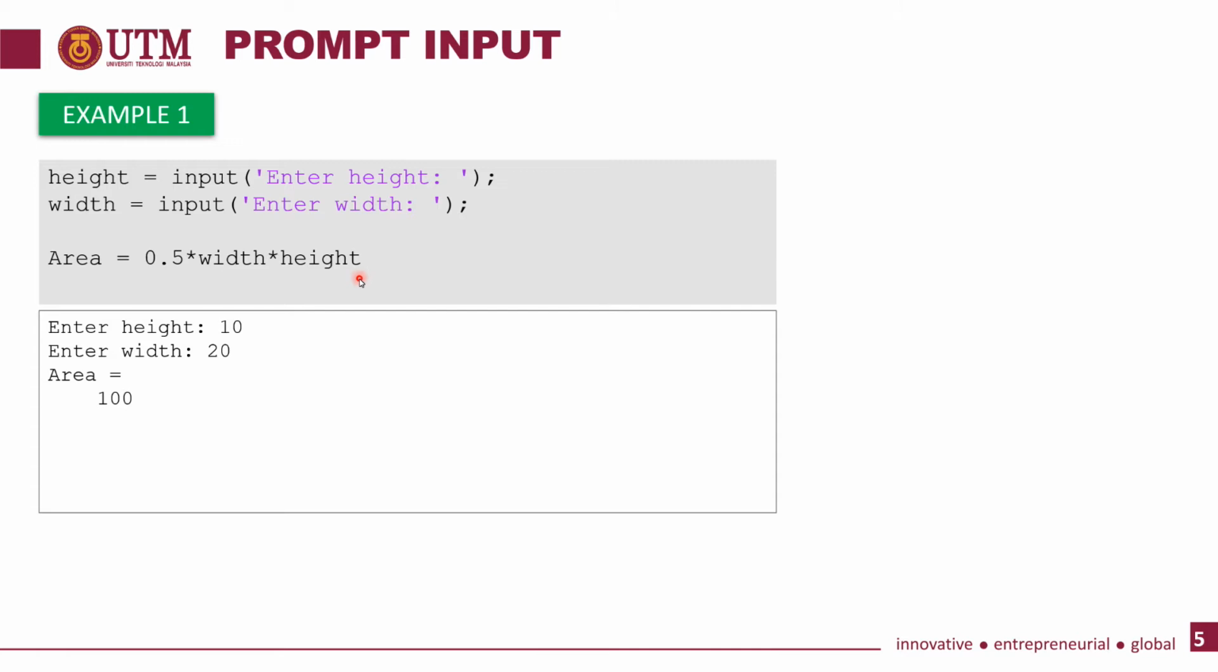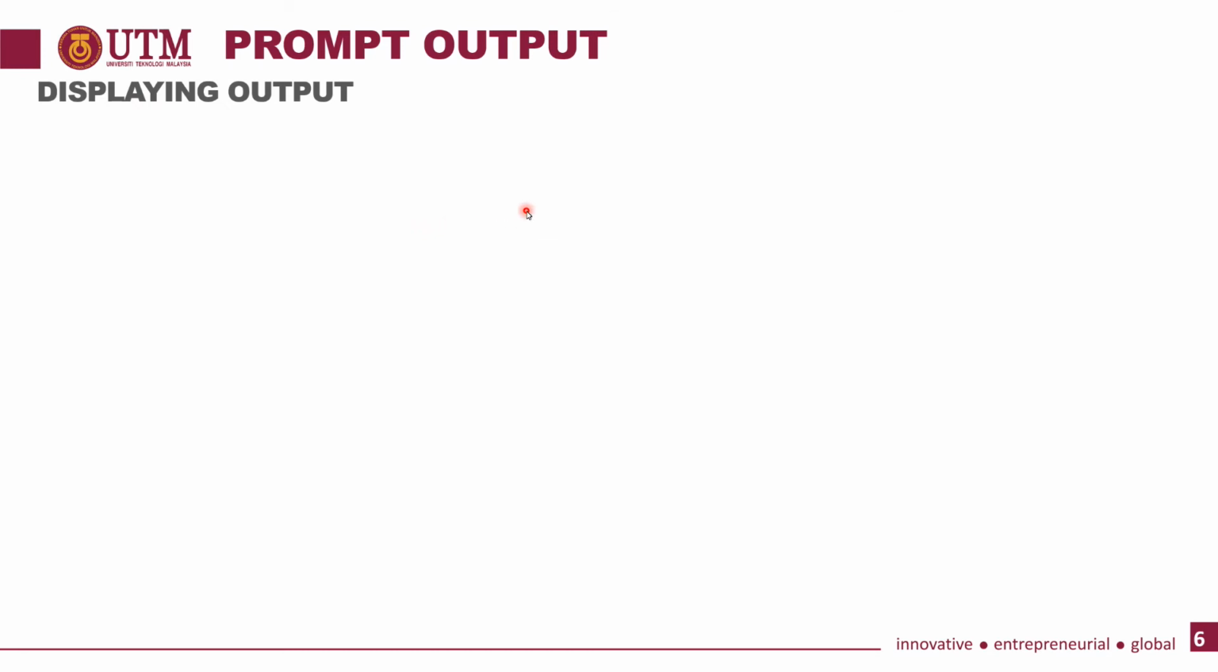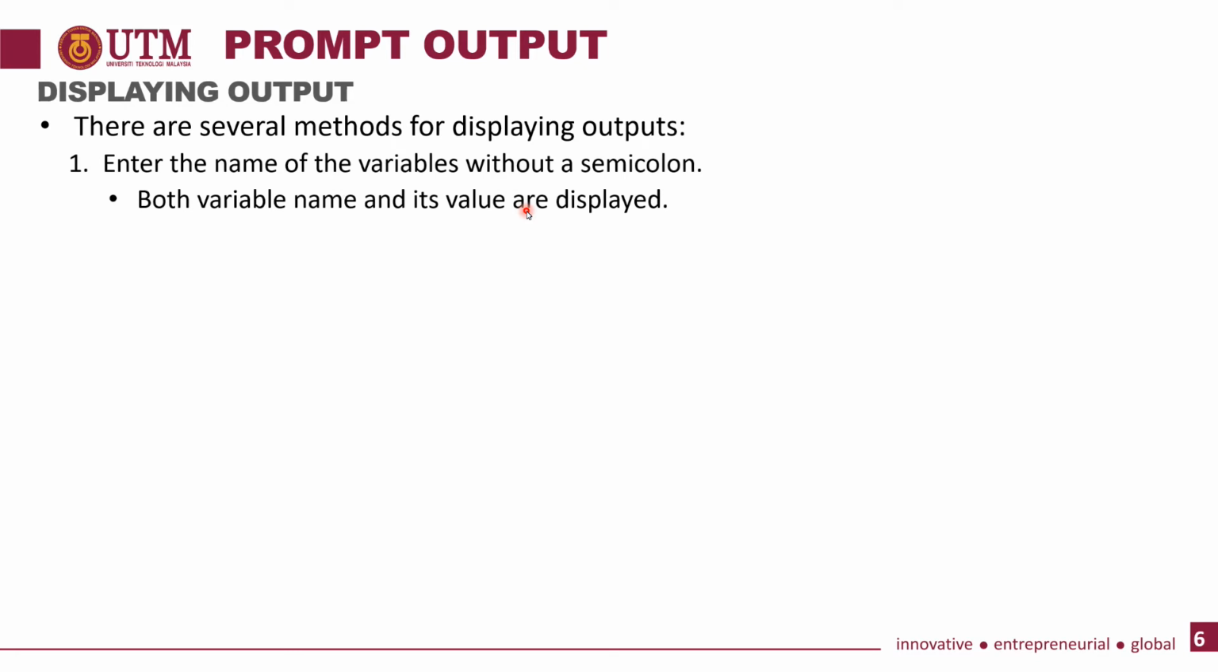All right, next is prompt output. How exactly do you want to display the output to the users? There are several methods of displaying the output to the users. The first method, I'm sure all of you have already done this: enter the name of the variable without a semicolon, and you will have both the variable name and its value displayed.